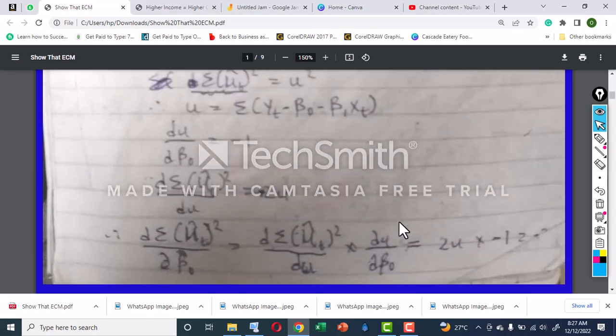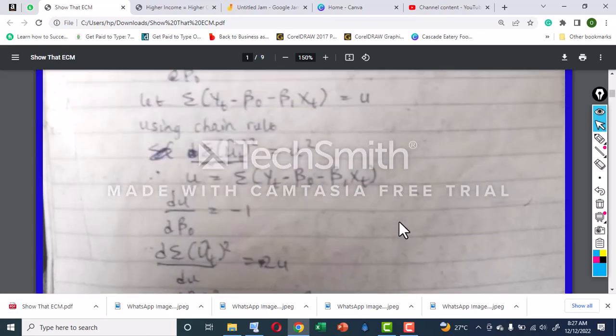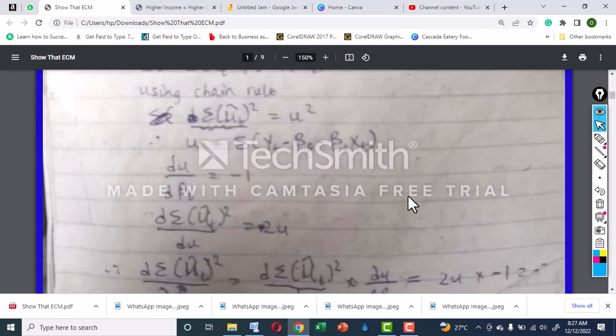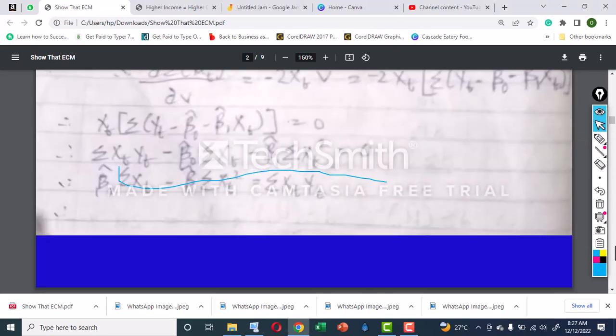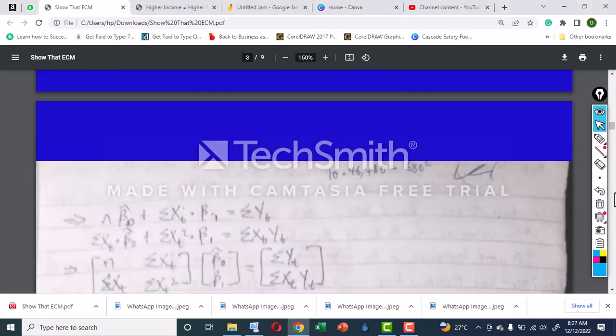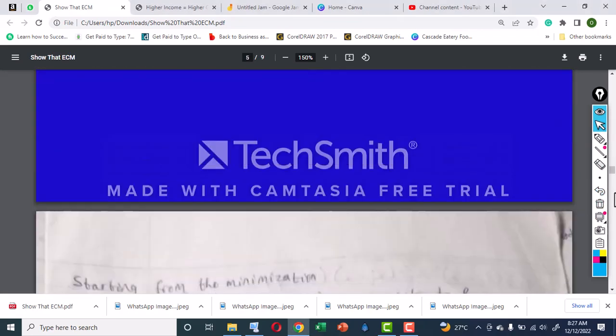That means you differentiate with respect to b0 and you get your equation 1. Where's equation 1? No, this is not equation 1. Equation 1 is down here. Okay, this is equation 1. Then differentiate with respect to b1 to get your equation 2. This is equation 2. So after you get to that stage, you will not follow this method again. You now continue with this particular piece I'm starting with now. That's why I am saying to start from the minimization.